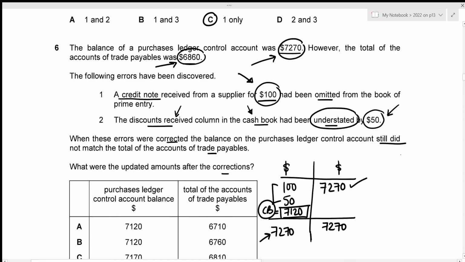We have the opening value of 6,860. Then we have the credit note, and it had been omitted from the book of prime entry, which also means that it had been omitted from any other accounts, such as the accounts of trade payables.